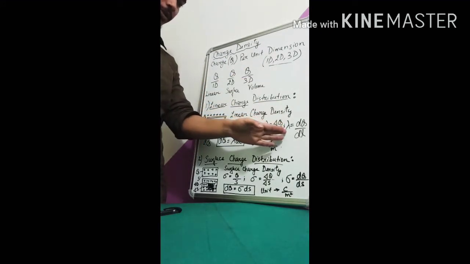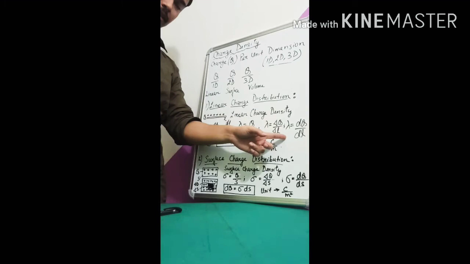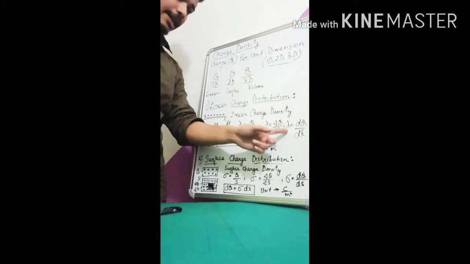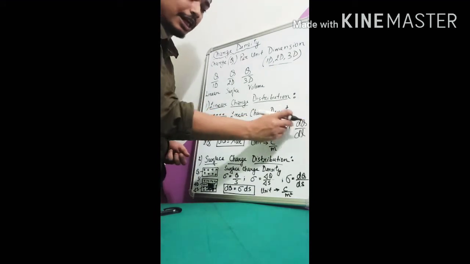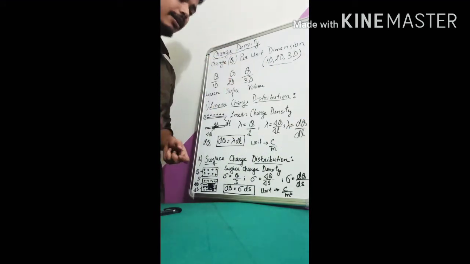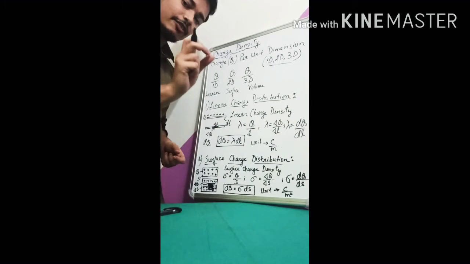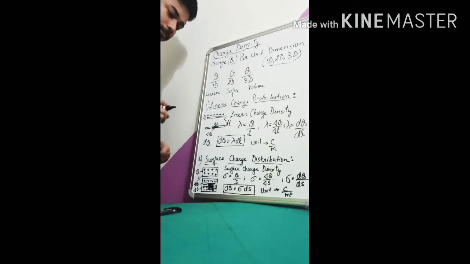So what we will get? We will get the linear charge density denoted by the letter lambda, and this will be equal to dq divided by dl. Here dq is the charge present in that element of the conductor, and dl is the length of that small element of the conductor.